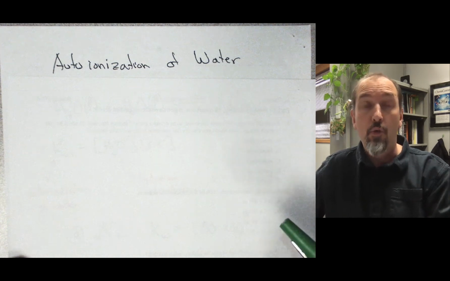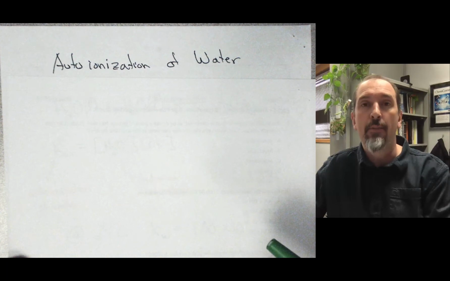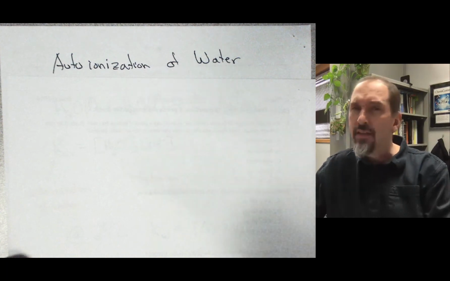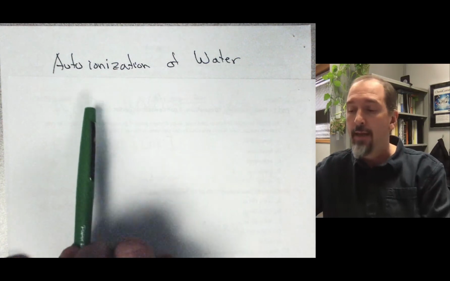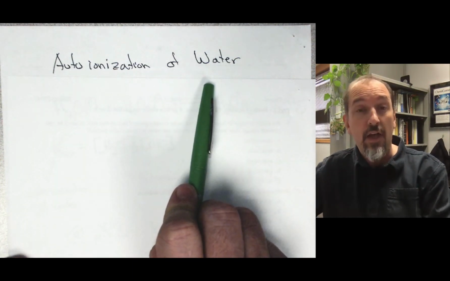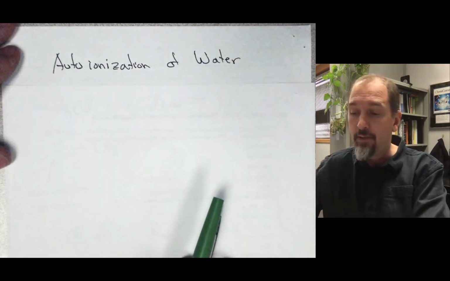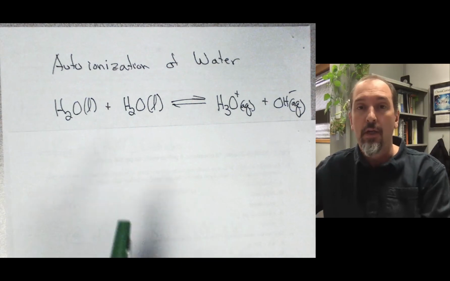Hello. So we're going to look now at a little bit more advanced pH calculations now that we've gotten the basics down. Before we get into that, we have to cover one topic that will help put everything in perspective, and that's called the autoionization of water. So the autoionization of water is just the fact that water is a really special substance that can act like an acid or a base.